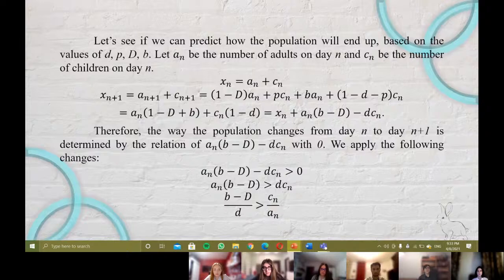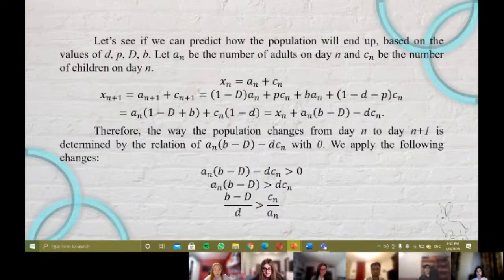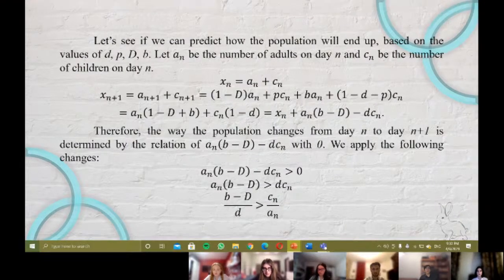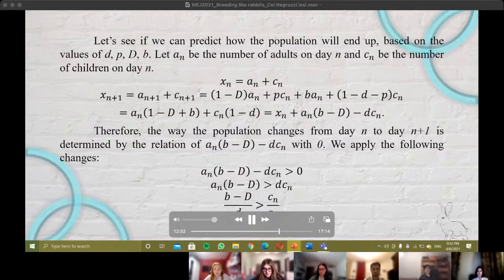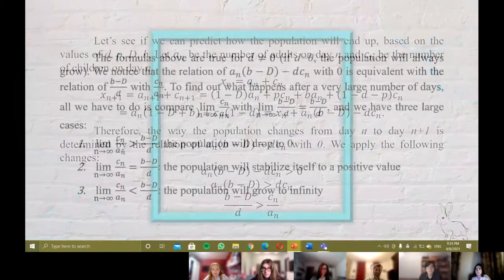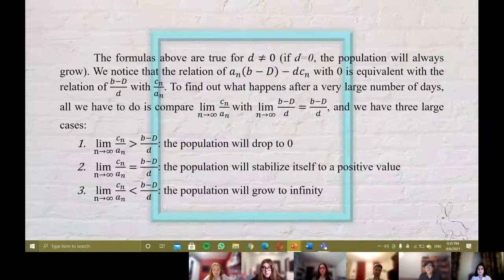Now let's see if you can predict how the population will end up based on the values of D, P, capital D, and B. Let an be the number of adults on day n and cn the number of children on day n. We may observe that xn equals an plus cn and the following equations. Therefore, the way the population changes from day n to day n plus 1 is determined by the relation of an multiplied by B minus capital D minus d multiplied by cn with 0. Applying the following changes, the formulas above are true for d different than 0. If d equals 0, the population will always grow.